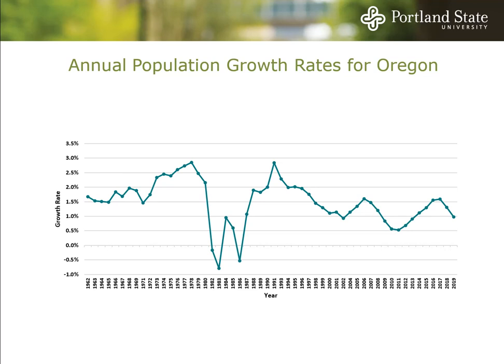As you can see here, the annual population growth rate during the period between 1962 and 2019 was fluctuating, and the lowest value was in 1982, minus 0.2%, and the highest value was in 1972, at 2.9%. There was a big drop between 1981 and 1986. We can see that in the next slide, where we see the components of Oregon's annual population change.